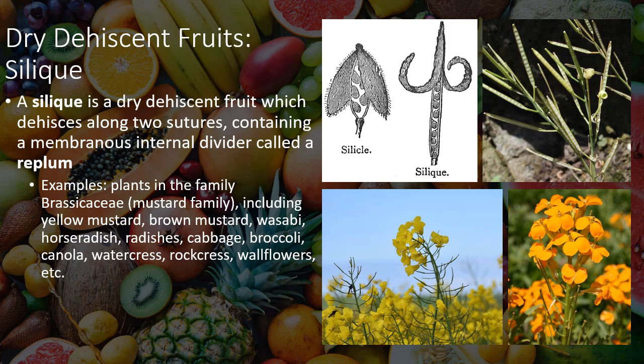If you haven't noticed already, this is going to be a counting game in these dry dehiscent fruits. We're looking at how many sutures they dehisce along. So a follicle dehisces along one suture to release its seeds. A pod dehisces or splits open along two sutures to release its seeds. A silique also splits open along two, but it has a membranous internal divider.